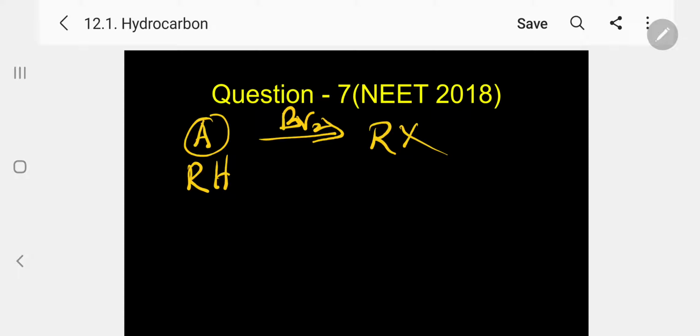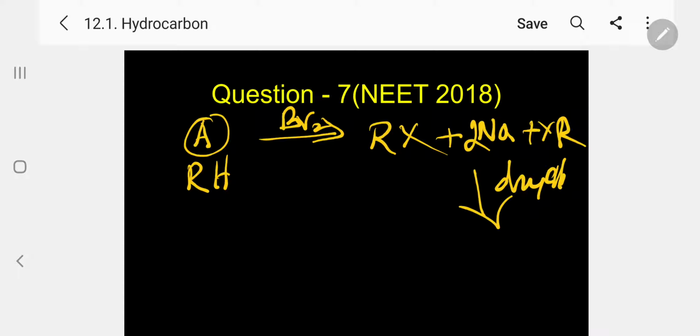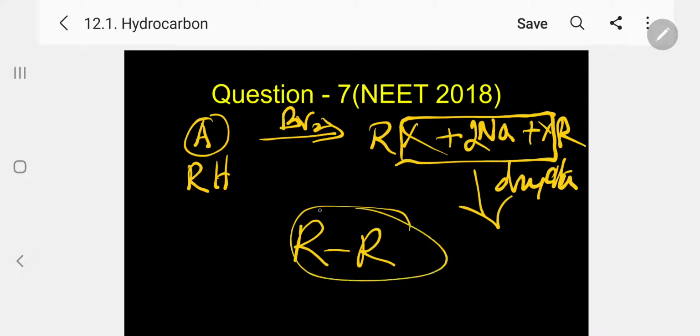What is the Wurtz reaction? We know 2 moles of alkyl halide react with sodium in the presence of dry ether to produce an alkane containing an even number of carbon atoms. That is the Wurtz reaction. So I can write here: RX plus 2Na plus again XR, in dry ether. That is called the Wurtz reaction. So the halide is getting removed.